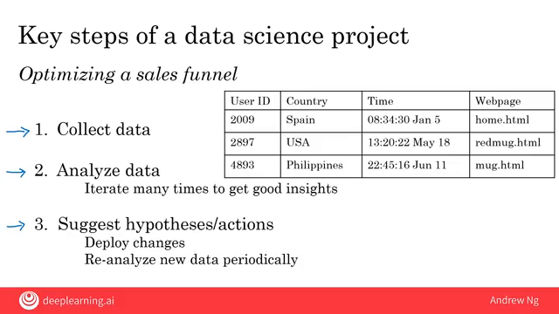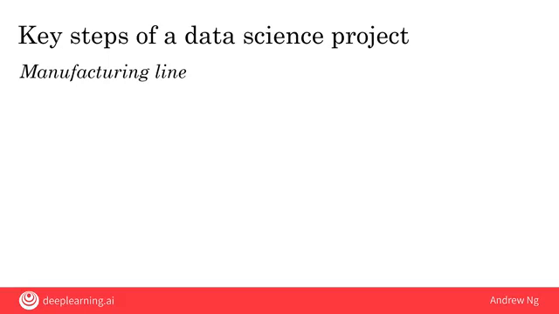Let's take this framework and apply it to a new problem, to optimizing a manufacturing line. And so we'll take these 3 steps and use them on the next slide as well. Let's say you run a factory that's manufacturing thousands of coffee mugs a month for sale, and you want to optimize the manufacturing line. So these are the key steps to manufacturing coffee mugs.